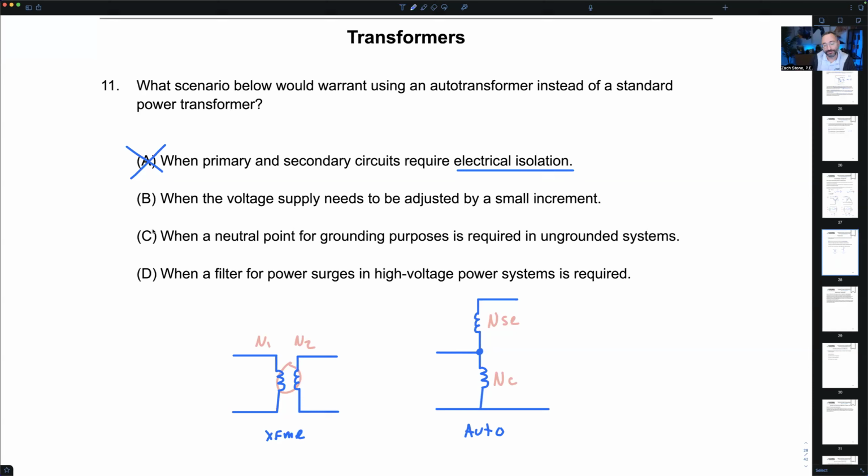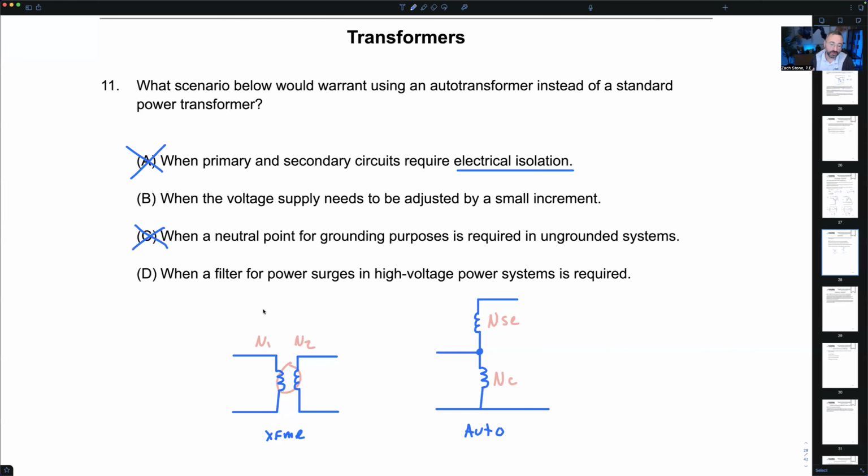How about C? Hmm, I'm sure I could ground a three-phase auto transformer. If I made a neutral here, yeah, I could still ground it. But when I think of system grounding, we're just going to ground the service transformer. I'm not going to have an auto transformer as a service transformer, right? I'm going to eliminate C.